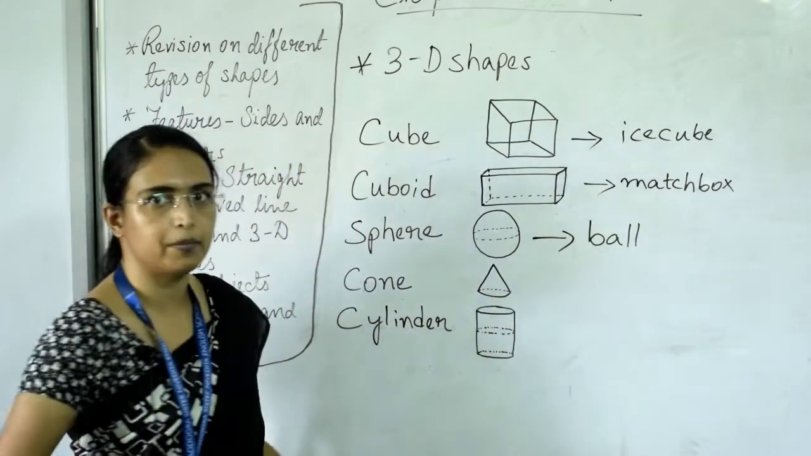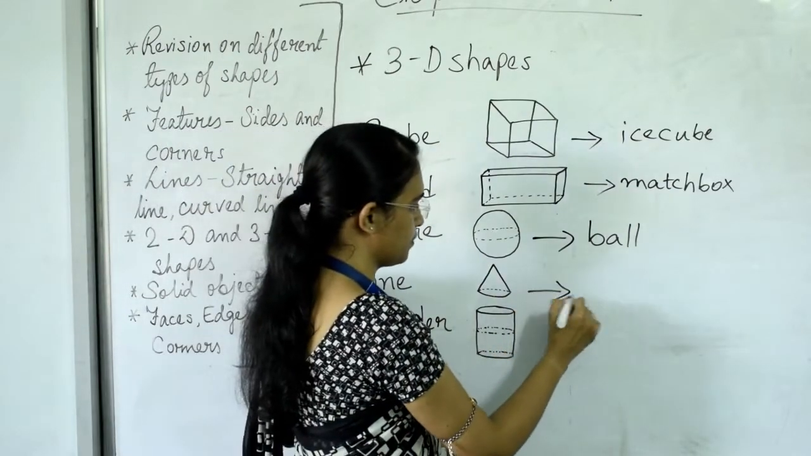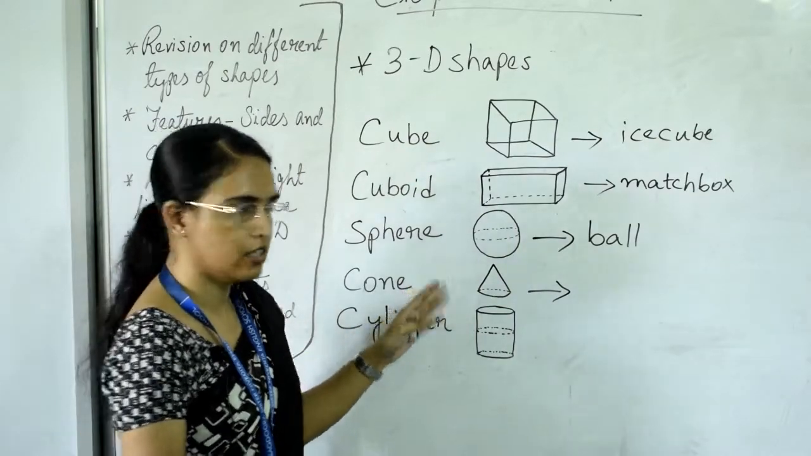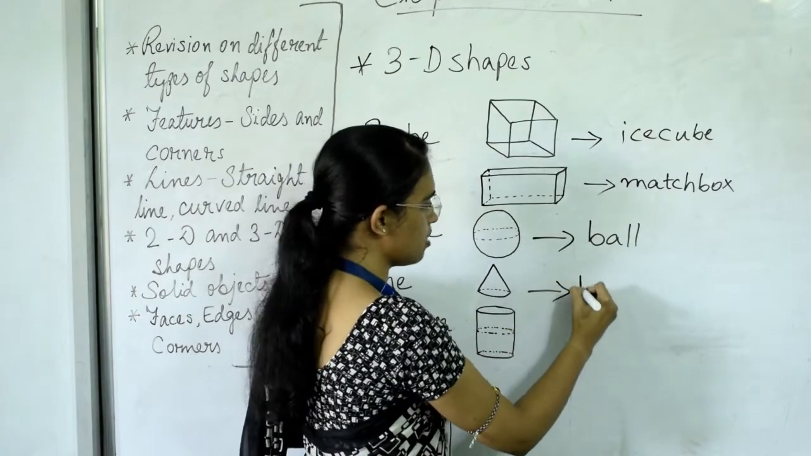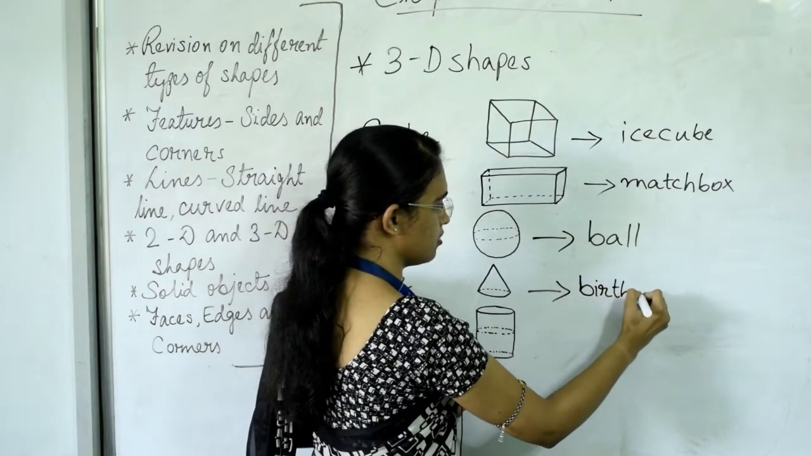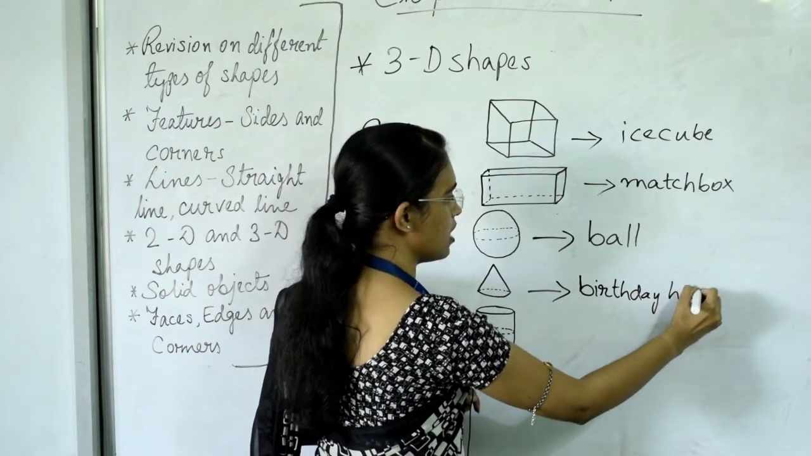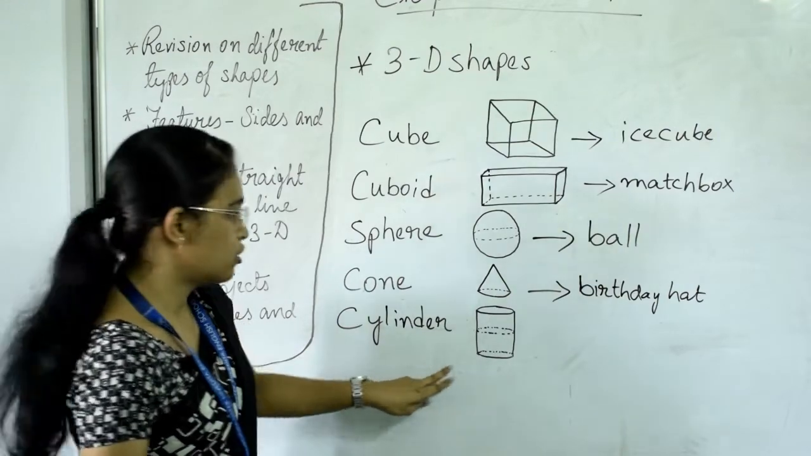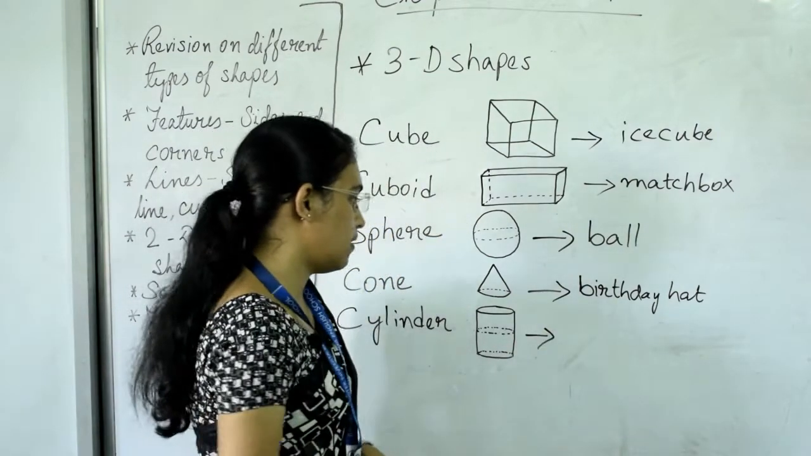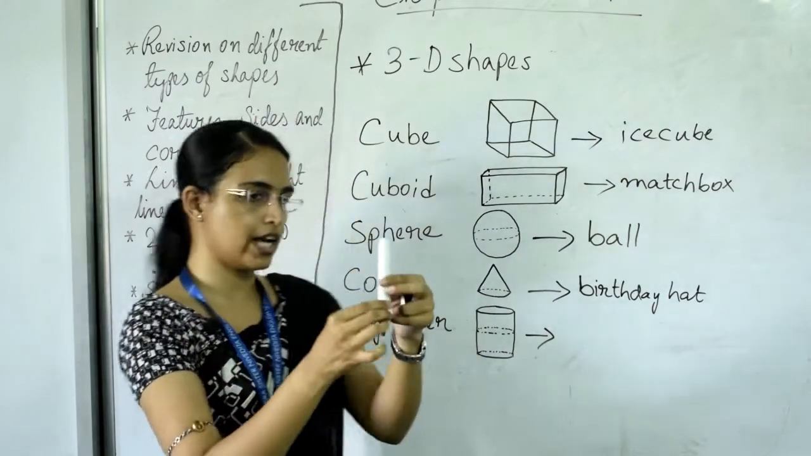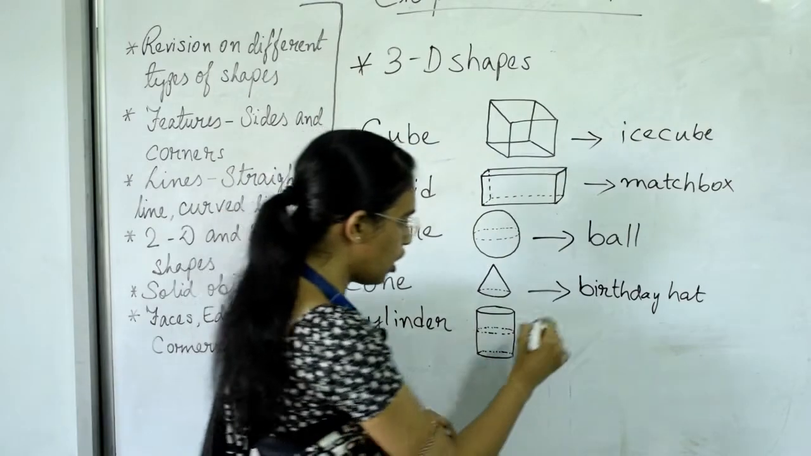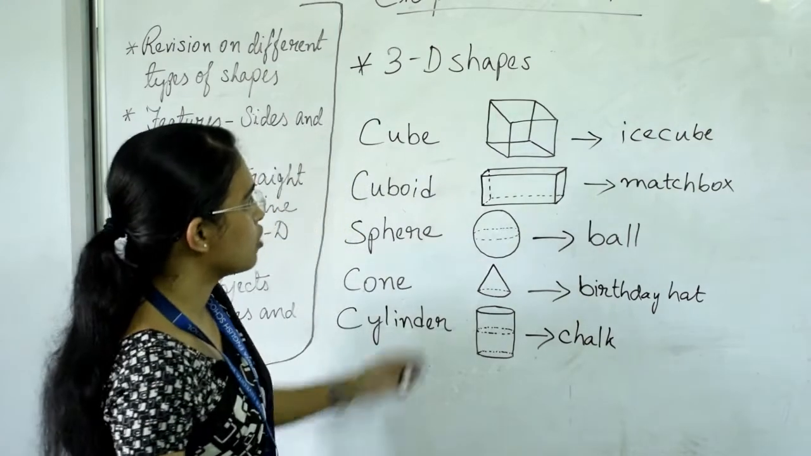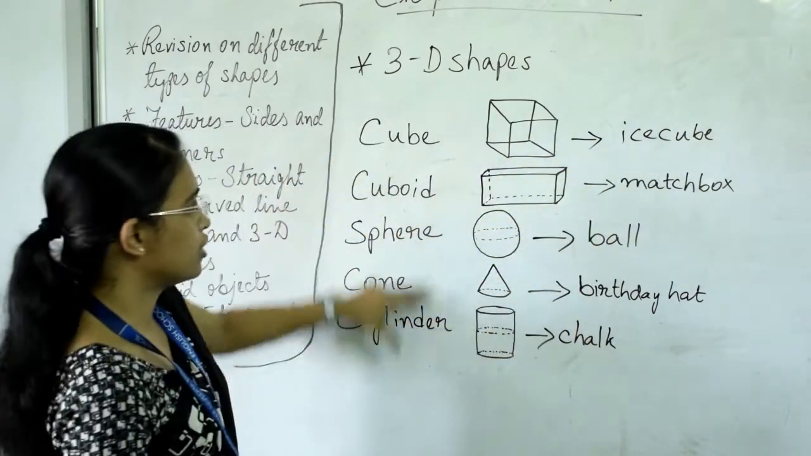Now what is the example of cone? Look, it looks like a birthday hat, right? Whenever we celebrate our birthday, we used to wear this type of hat. So cone looks like a birthday hat. Now what is this? This is the shape of a cylinder. For example, this marker, look, it looks like a cylinder. Or chalk. So these are the examples of these 3D shapes.